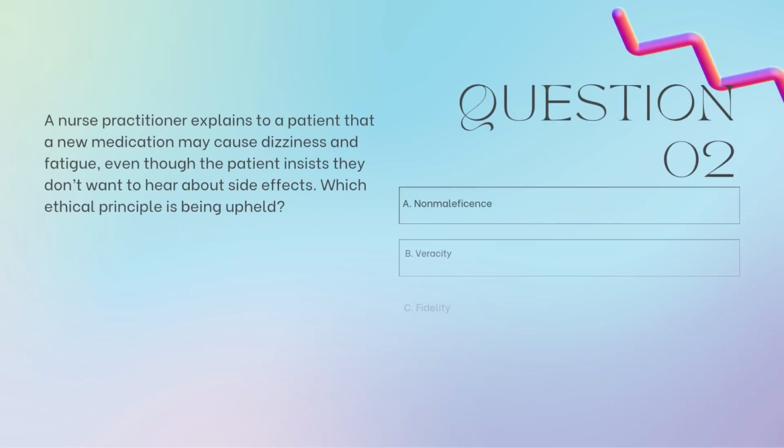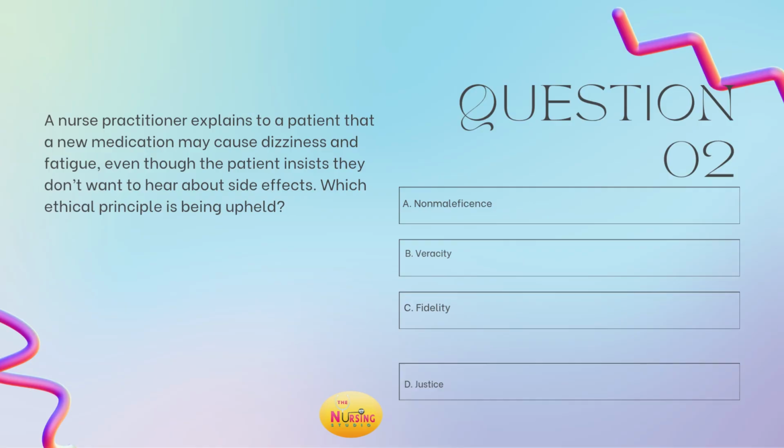Question number two. A nurse practitioner explains to a patient that a new medication may cause dizziness and fatigue, even though the patient insists they don't want to hear about the side effects. Which ethical principle is being upheld? Is it A, non maleficence? Is it B, veracity? Is it C, fidelity? Or is it D, justice? Take a moment and tell me what you got, y'all.